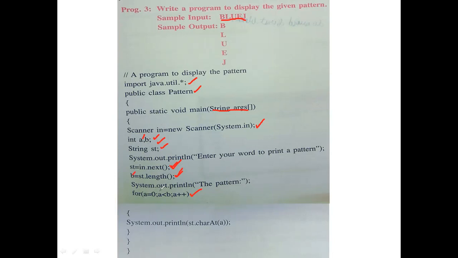a is equal to 0. First time a is 0. Is 0 less than 5? Is 0 less than 5 or not?